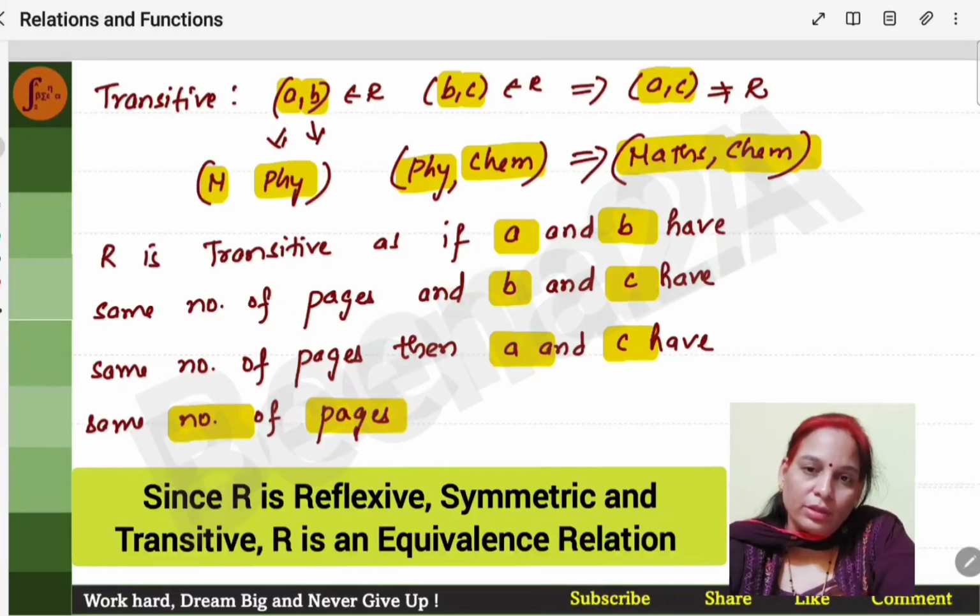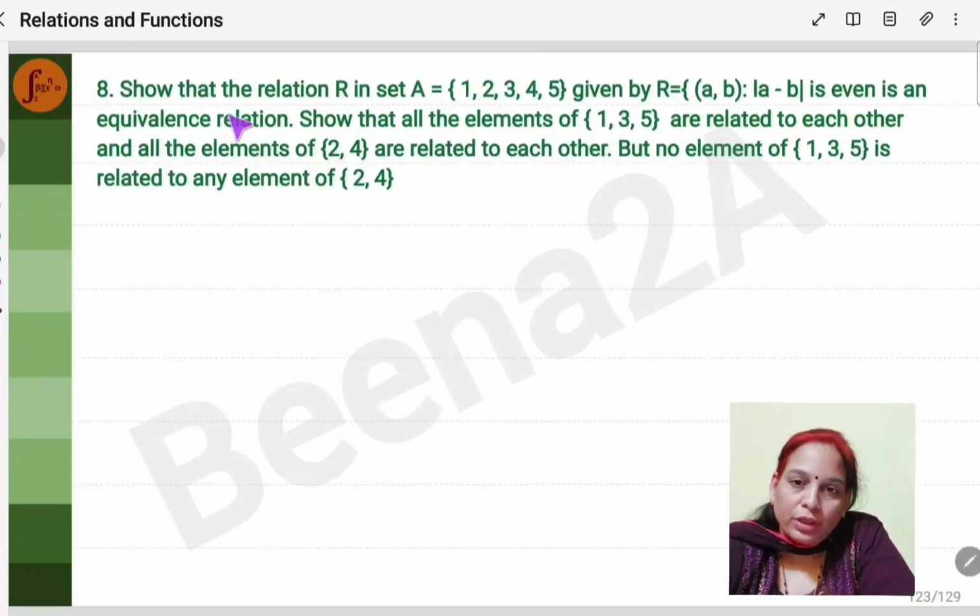That's why it's transitive. Now, since R is reflexive, symmetric and transitive, it is an equivalence relation. Now let's go to the next problem.